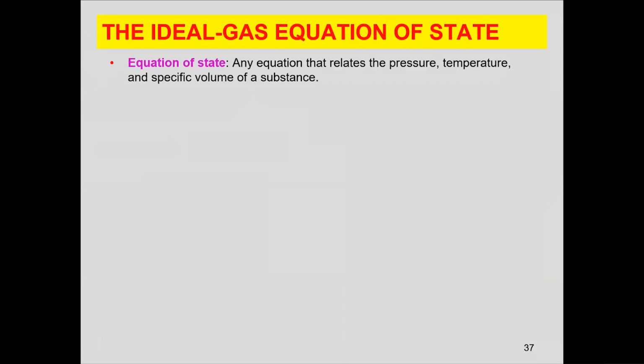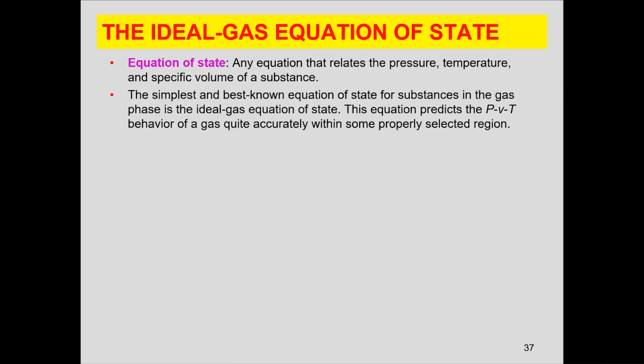The ideal gas equation of state is an equation that relates pressure, temperature, and specific volume of a substance. And if you remember, you have ideal gas property tables for air, nitrogen, oxygen, hydrogen, and different gases. They are there at the end of the book. And they follow this relationship, which is the simplest and best known equation for substances which behave in an ideal manner. The equation is this, where pressure is inversely proportional to the specific volume and directly proportional to the temperature, provided R is the gas constant.